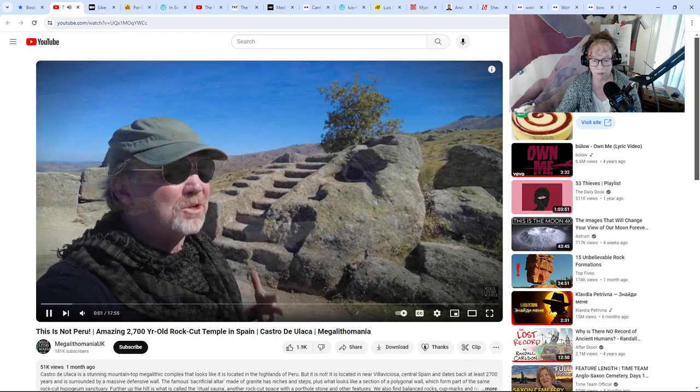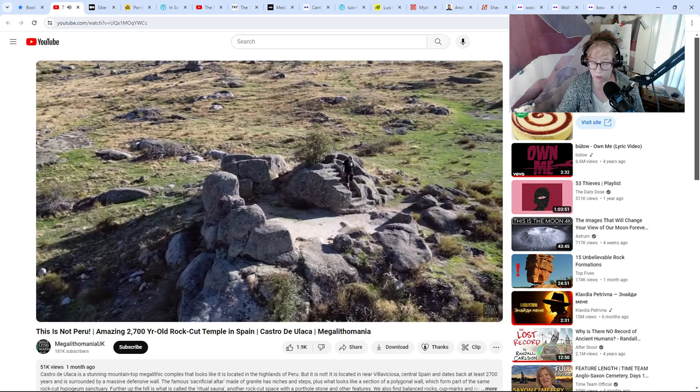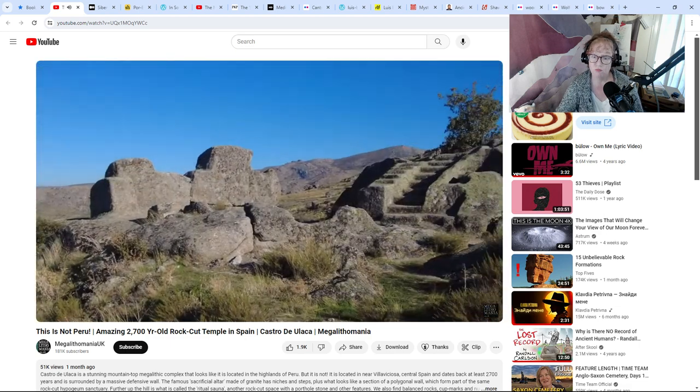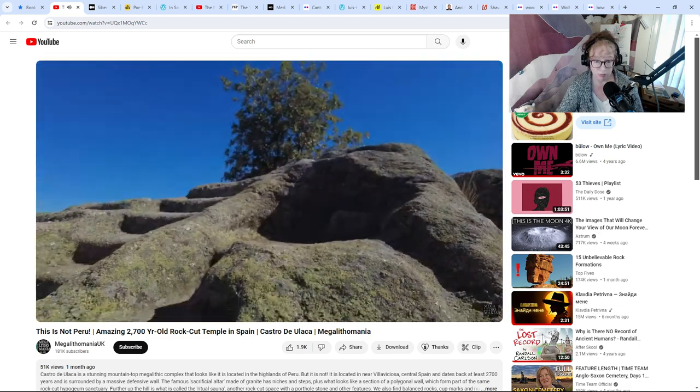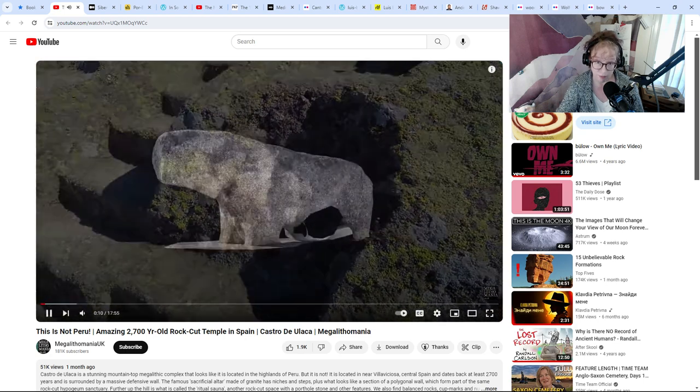Look where we are. Do you know where this is? Peru. Does it look like ancient Peru? It does look like ancient Peru, from the shores of Lake Titicaca. It does look like something from the shores of Lake Titicaca.